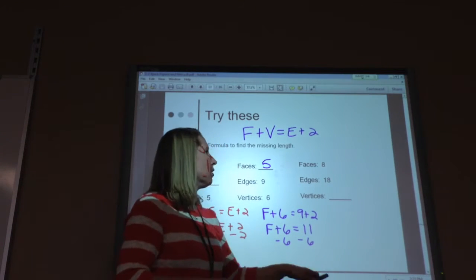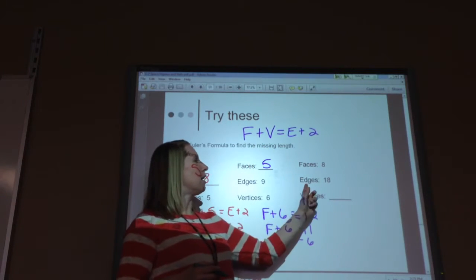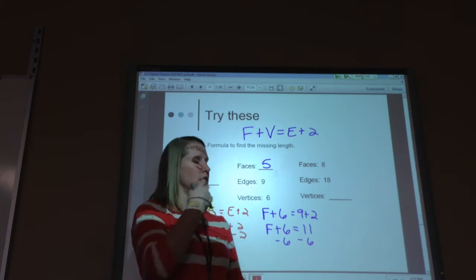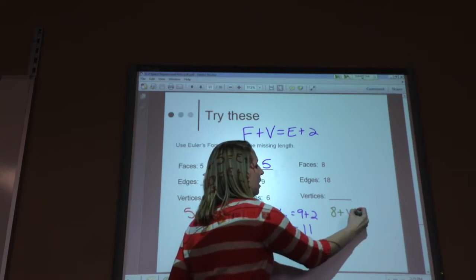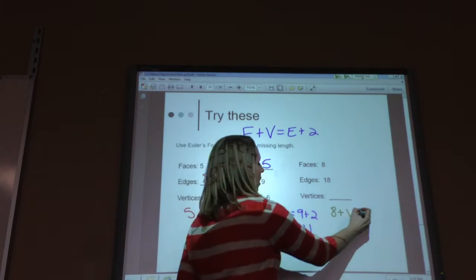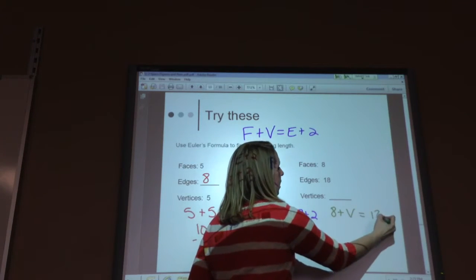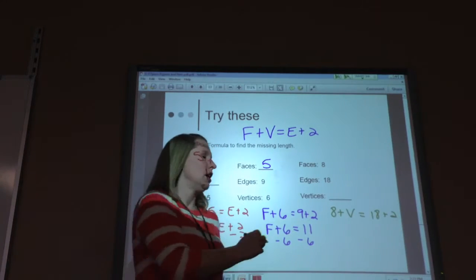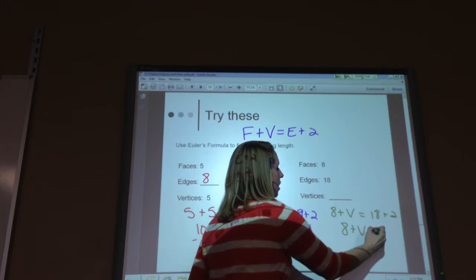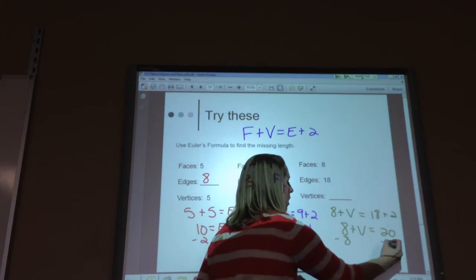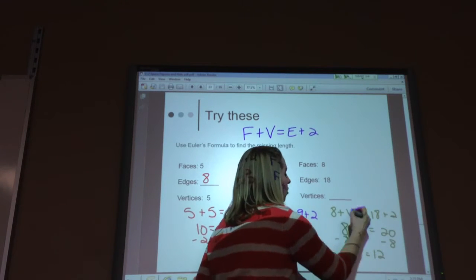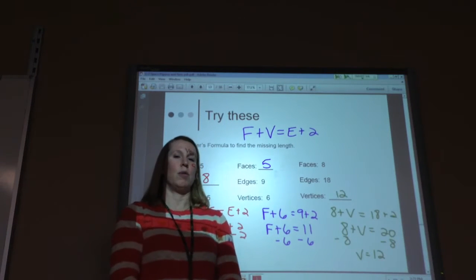Okay, let's try this one. I've got faces and edges this time. I need to figure out vertices. So I'm going to just plug in 8 for faces. So 8 plus V, since I don't know my vertices, equals edges, which is 18 plus 2. So I've got 8 plus V equals 18 plus 2 is 20, minus 8 on both sides. Vertices is 12. So I hope you understand that.